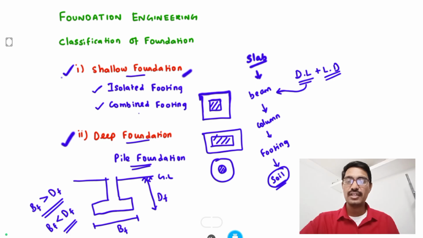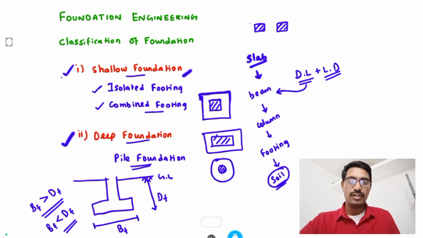Next thing is combined footing. In the combined footing, if two columns are placed very close to each other, for example, this is one column and this is the second column.